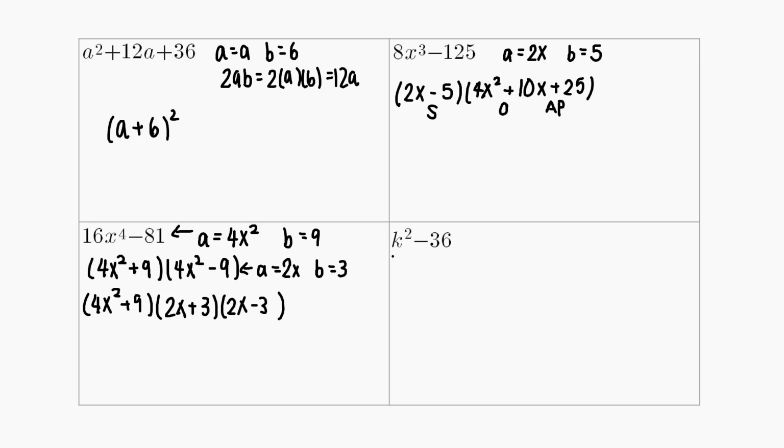And lastly, we have k squared minus 36. K squared is a square, and 36 is also a square. So this is the difference of squares. In this case, a is equal to k and b is equal to 6. So we know this factored is k plus 6 multiplied by k minus 6.